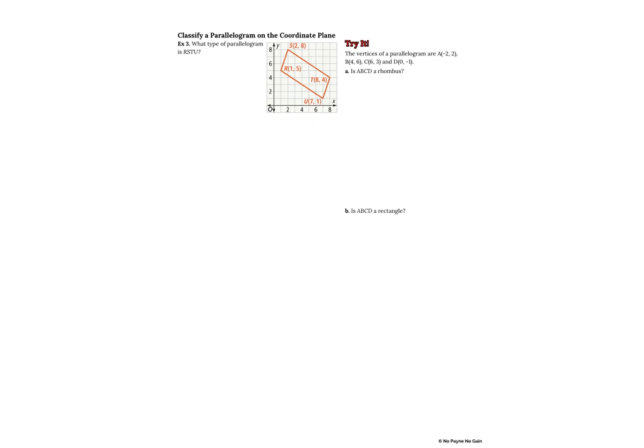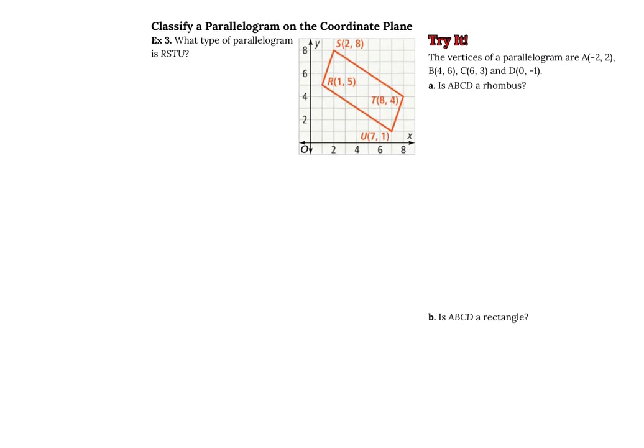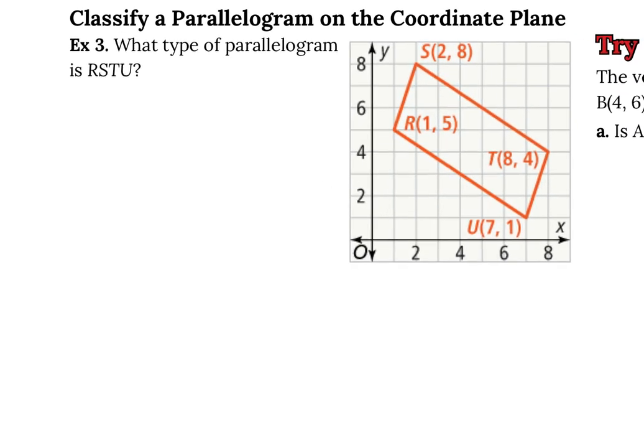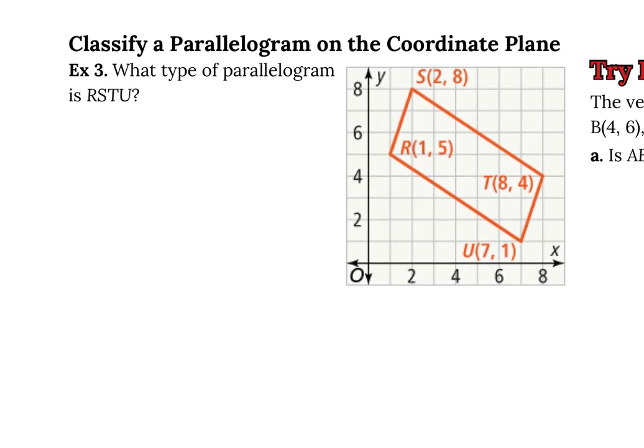All right, so we're on to example 3. We want to figure out what type of parallelogram RSTU is. So the first thing we want to do is find our side lengths. We want to figure out if they have all the same side lengths. If they have all of the same side lengths, then we know that it could be a rhombus or a square.